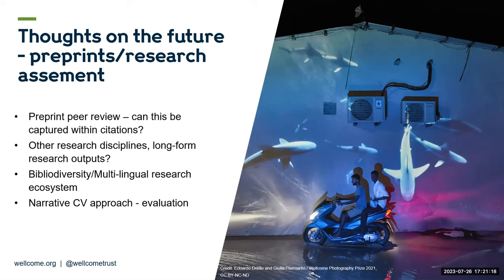I think it'd be really interesting to reflect: is there a way of capturing preprint peer review within a citation succinctly? I think that would be a really interesting thing to try and achieve. It would help us bridge that gap and really surface the community or journal-agnostic peer review that's happening. There are lots of platforms working to surface that information, but bringing it into a succinct form that can be viewed by funders and peer reviewers would be really interesting.